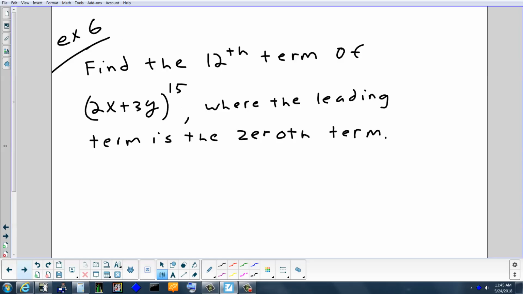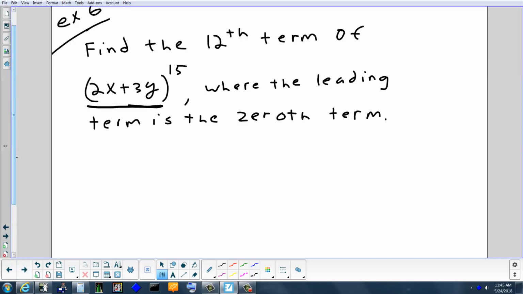All right, so what I'm going to have you do with that is ultimately something like this. I want to know the 12th term in this expansion. Okay. 2x plus 3y to the 15th. I would not have you write out all the terms. It's way too much. I just want to know one of them. How many terms would there be if you expanded that whole thing out? There would be 16.